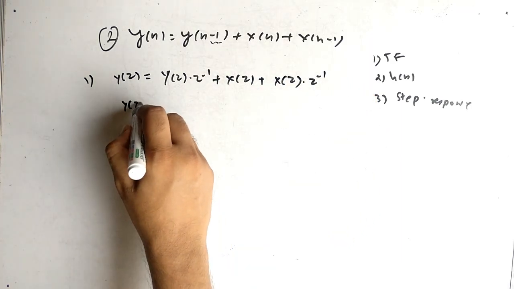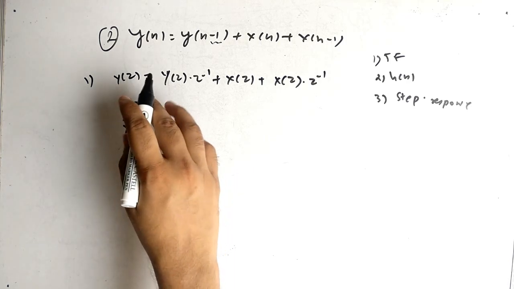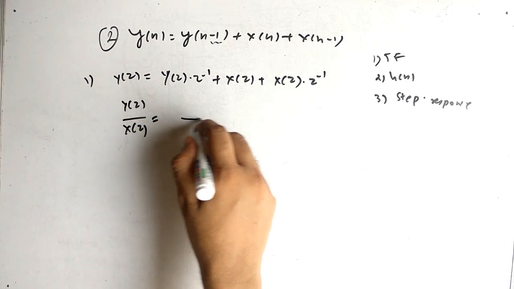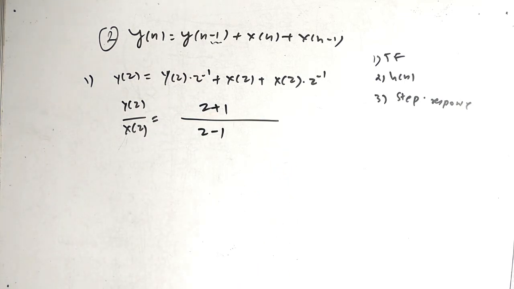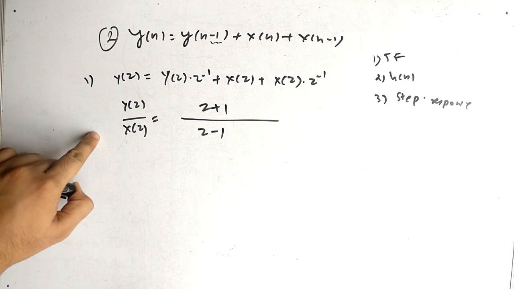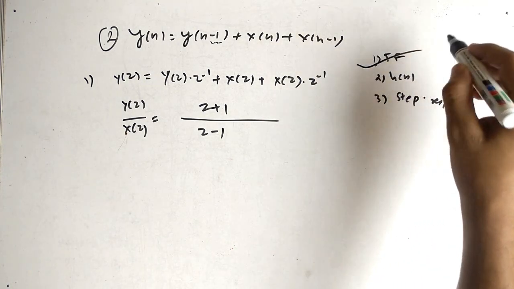Now rearrange it in the form y of z by x of z. Take the common values and place them right. So you will get the answer as z plus 1 upon z minus 1. So this is the transfer function, and we are done with step 1.